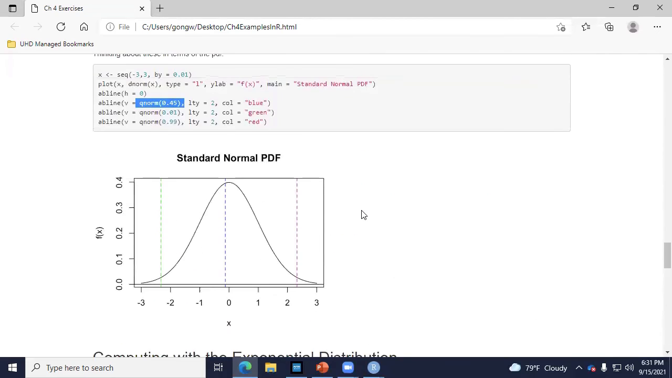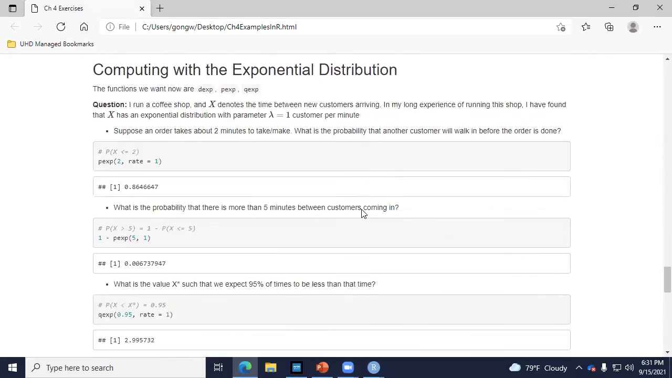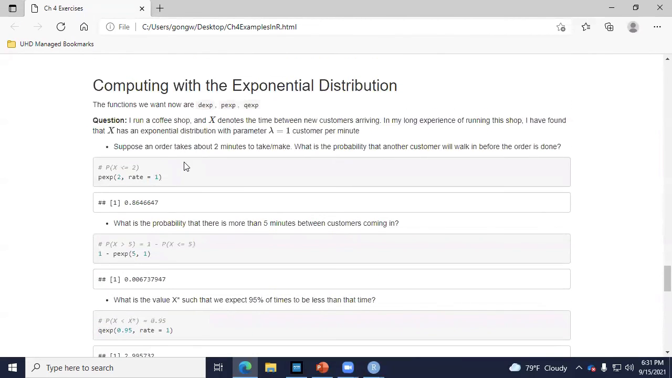So, okay, that's for the normal distribution, and we have this for exponential distribution. For exponential, we would have this dexp or pexp, qexp. It's the same thing, just as previously, but we are changing to a different distribution. So again, this exponential is measuring timing between events.